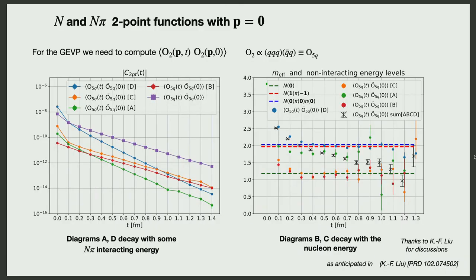We also compute nucleon-pion 2-point functions, of course, for the GEVP. And it was interesting to see that diagrams A and D decay with some Nπ interacting energy, whereas diagrams B and C decay with the nucleon energy. And this was anticipated by Kay-Fei some years ago, and I would like to thank him for discussion at the Lattice conference about this matter.